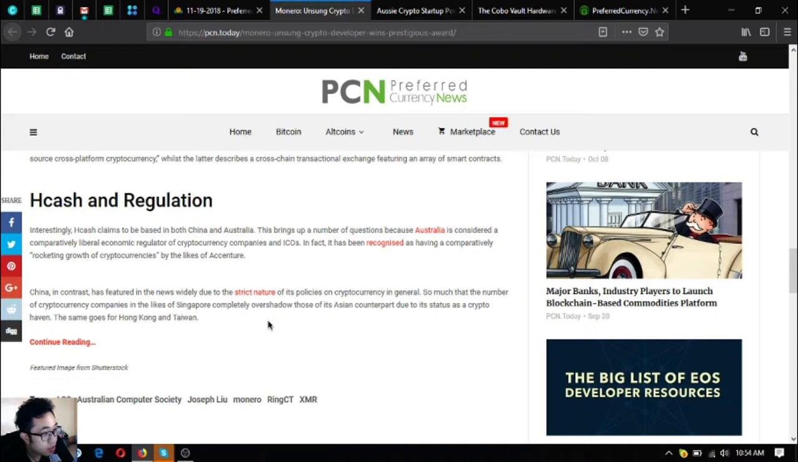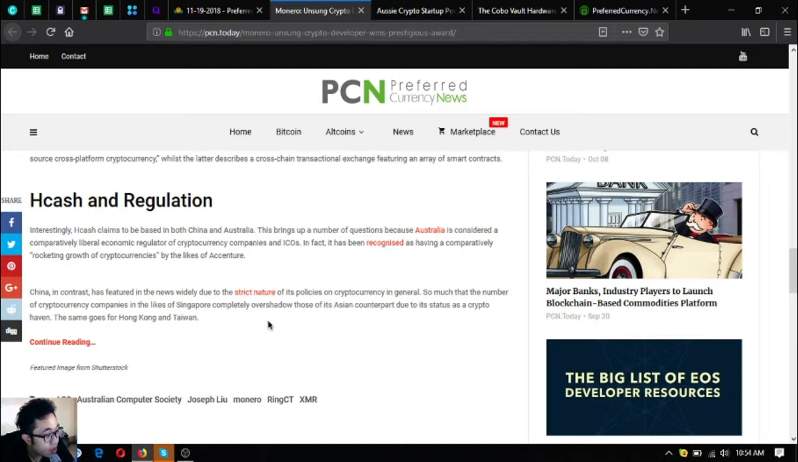Now, Hcash and regulation. Interestingly, Hcash claims to be based in both China and Australia. This brings up a number of questions, because Australia is considered a comparatively liberal economic regulator of cryptocurrency companies and ICOs. In fact, it has been recognized as having comparatively rapid growth of cryptocurrencies by the likes of Accenture.